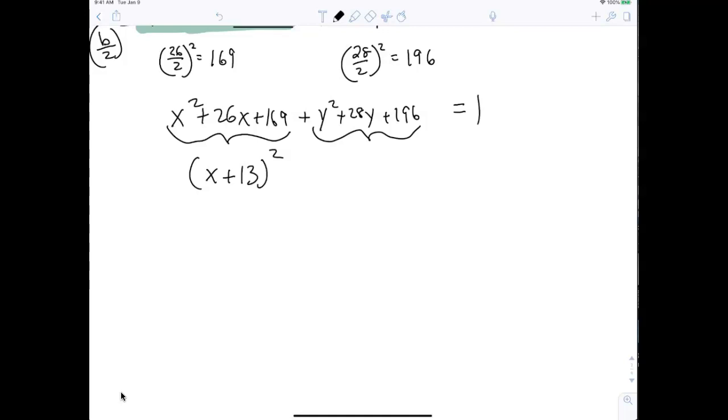Now, how do I know what it factors to? I always tell kids it always factors to whatever the half was. All right? So how would I factor the y squared? What would that come out to be? Yep, y plus 14 squared equals 1. I don't think that's that hard. You just have a couple steps you have to remember.